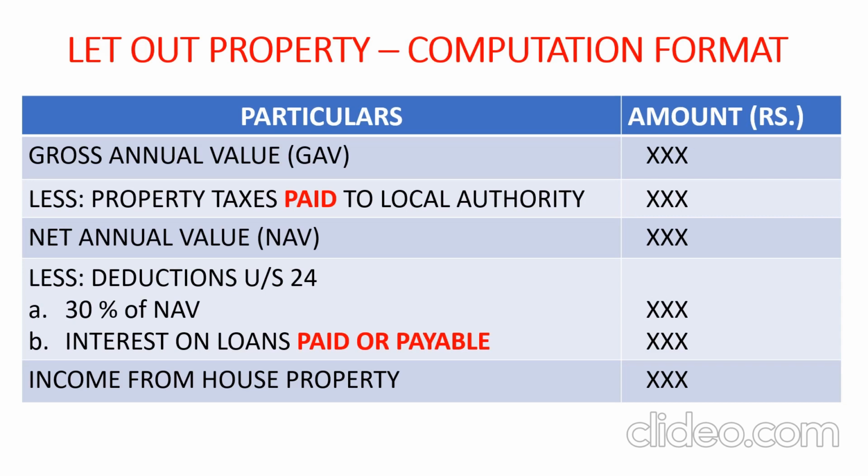Let out property, computation format. Gross annual value less property taxes paid to the local authority, we get net annual value. We subtract the deductions under section 24. Number 1, 30% of the net annual value, and number 2, interest on loans paid or payable, we get the income from house property. For municipal taxes it is paid, for interest on loans it is paid or payable.